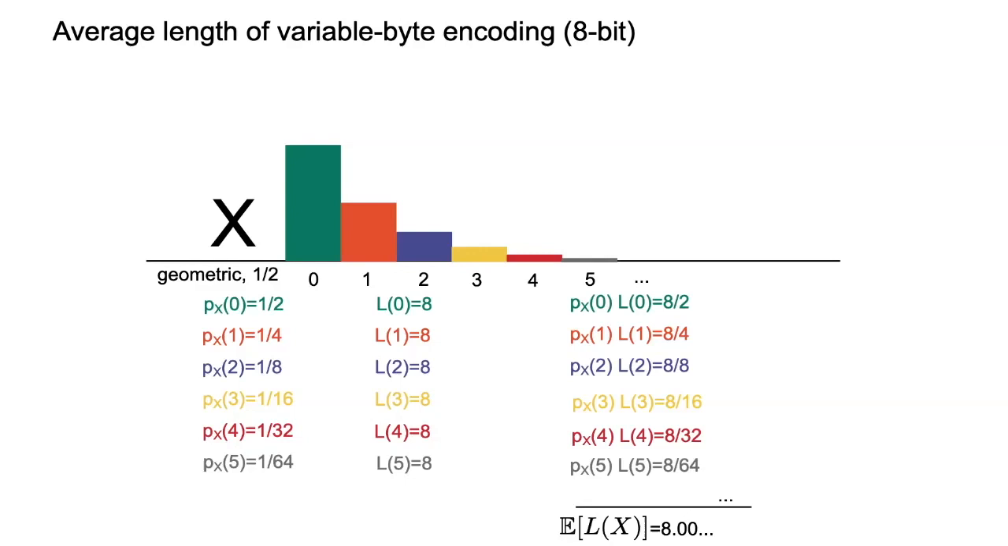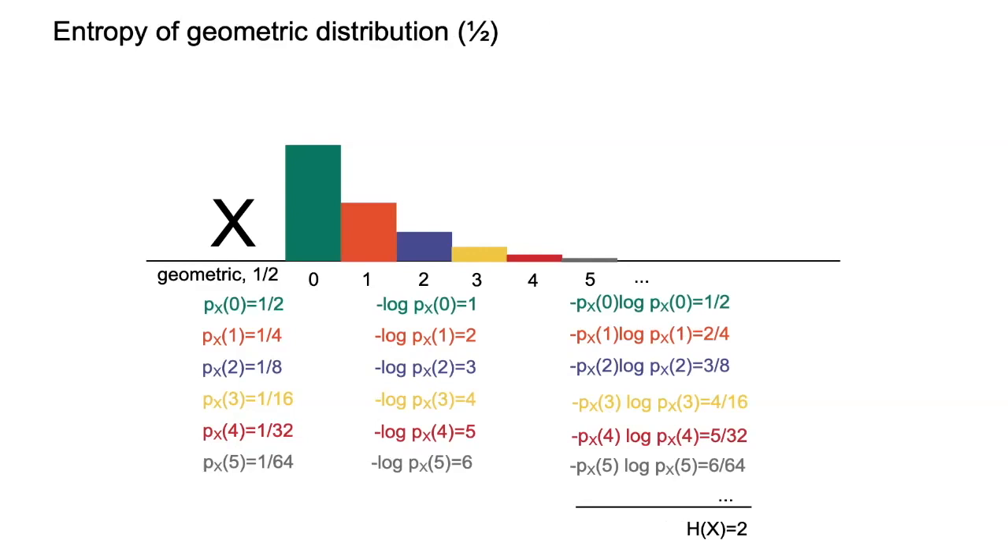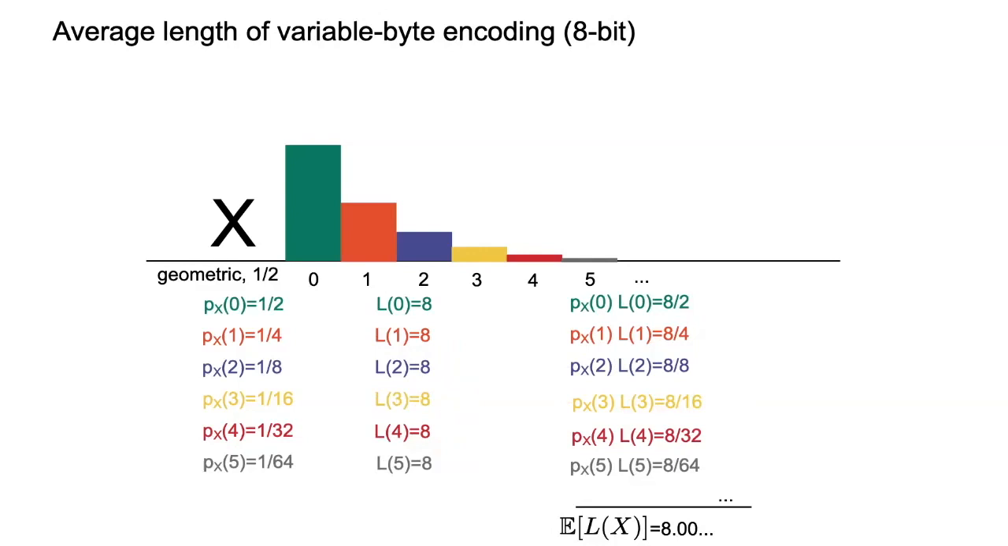Is that great? Not so much, because I have the Shannon entropy that tells me 2. And here I achieved 8. So that's 4 times as much as the Shannon entropy. So I know it's not optimal, it's okay-ish, right? But I got 8 bits.